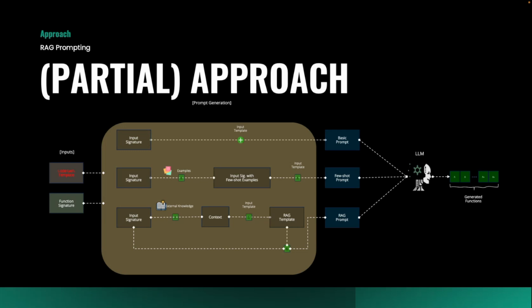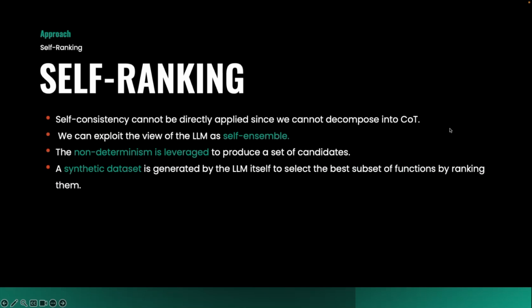And you see that at the end, you just obtain a prompt. And regardless of this one, you can generate n functions in exactly the same way. Then there is the second main contribution, that is the idea of self-ranking, that we built upon self-consistency. Self-consistency cannot be directly applied since we cannot decompose our coding task into chain of thoughts, but we can still exploit the view of large language model as self-ensemble.